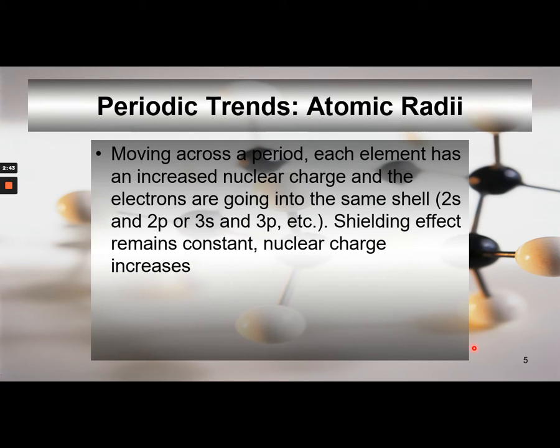As you go across a period, though, each element has increased nuclear charge because you're adding protons to the nucleus and you're adding electrons to the same shell. So the shielding effect is constant, and you don't have a greater repulsion. Instead, you have a greater nuclear charge. That means the attraction between the positive nucleus and the negative valence electrons is stronger. That's why, going across a period, nonmetals tend to hold tight to their valence electrons.